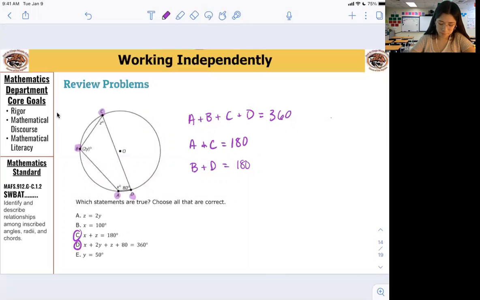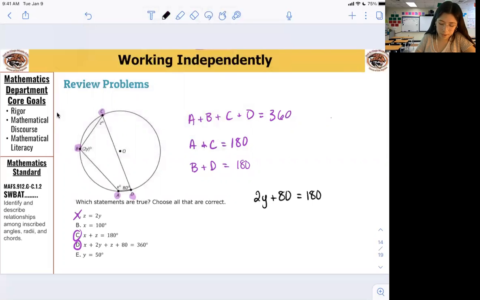Y is 50. But how do we know that? You're correct. How do we know that? Because in order to get a 180, we needed 100. So multiply 50 by 2, you get 100. So that means y would have to be 50 or the equation wouldn't work.